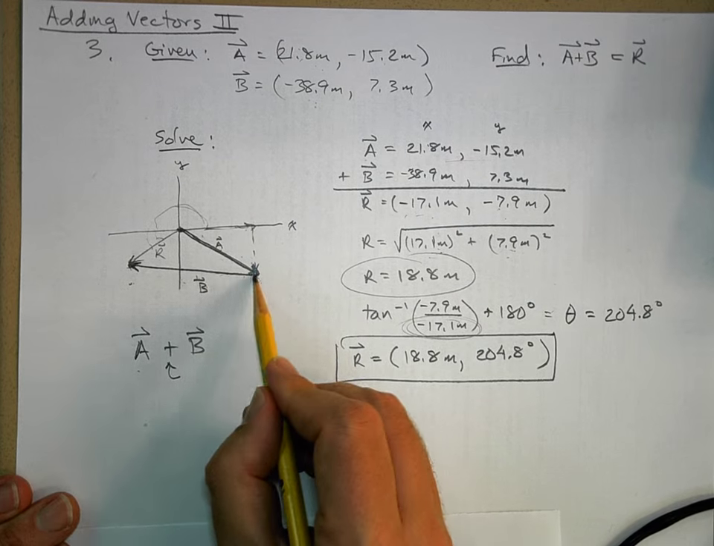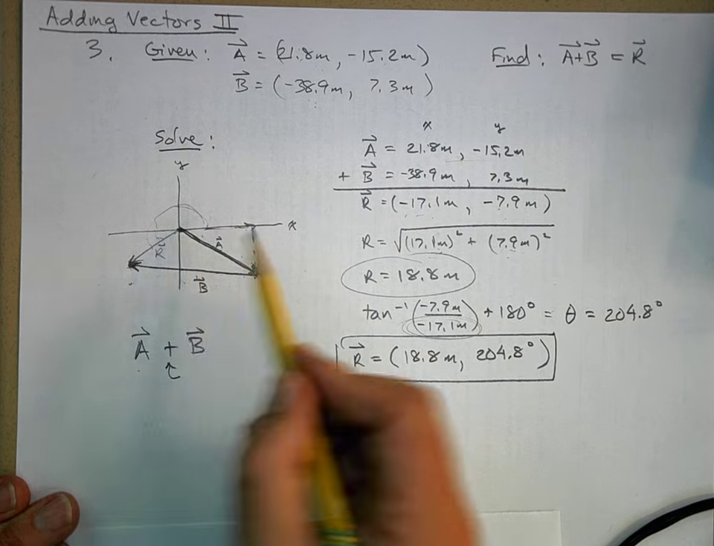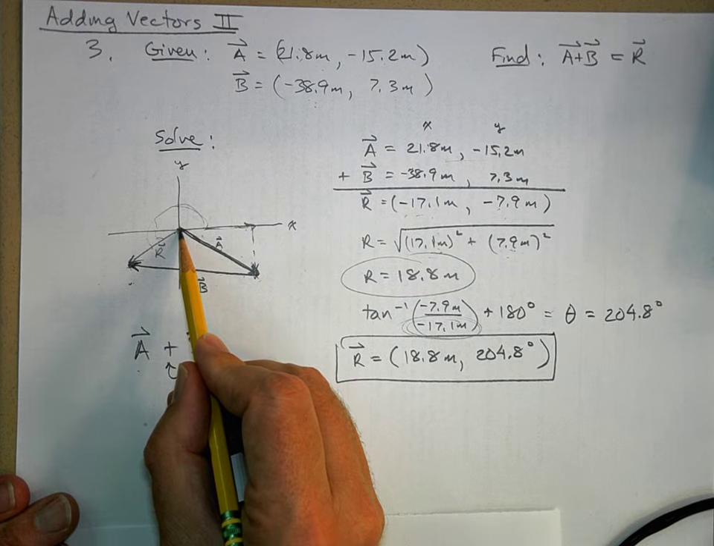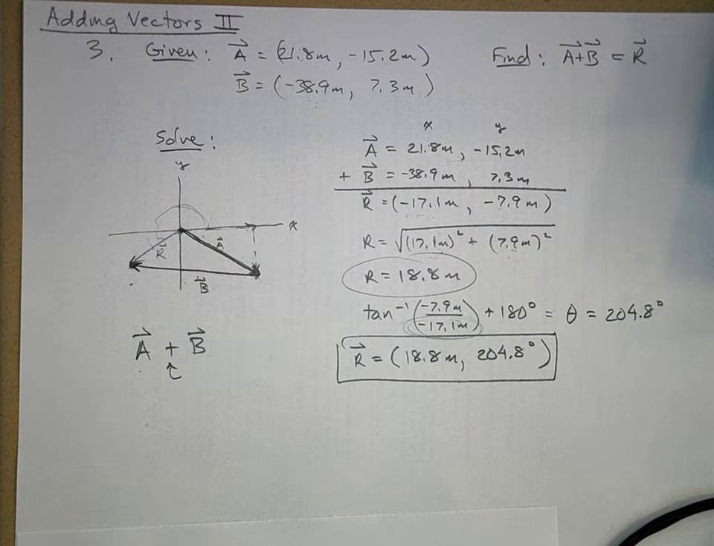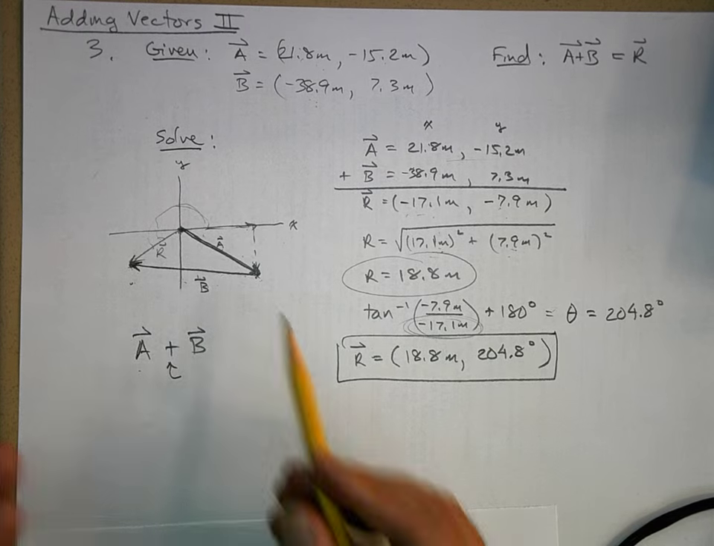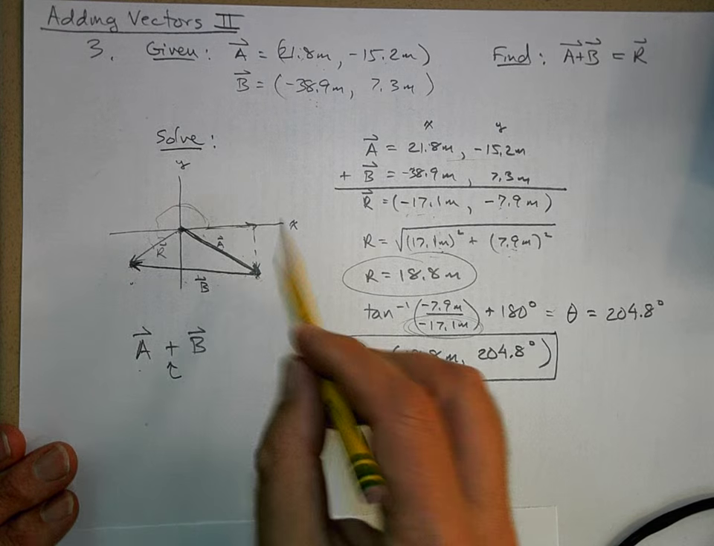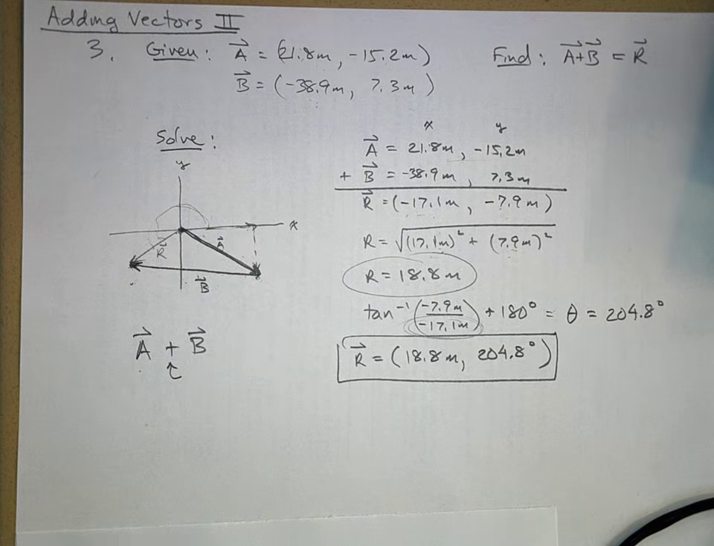So if you put the tail of vector B and you start it right here, you're not adding vectors. You're just not following the correct operation. By the operational definition of vector addition, you have to hook them up head to tail.